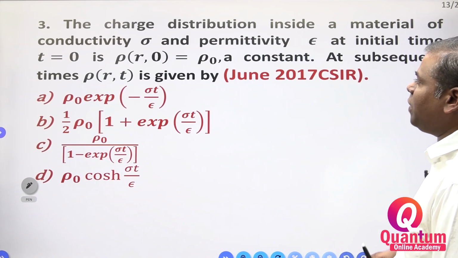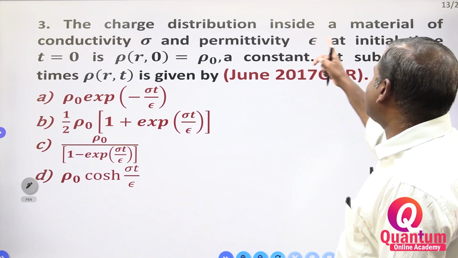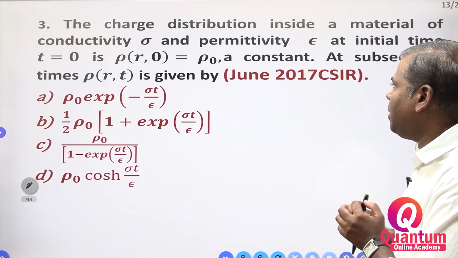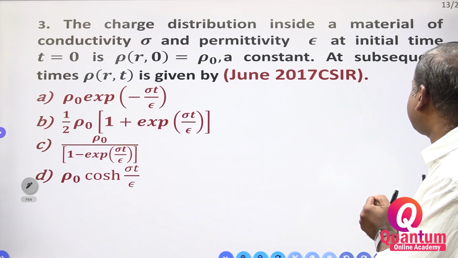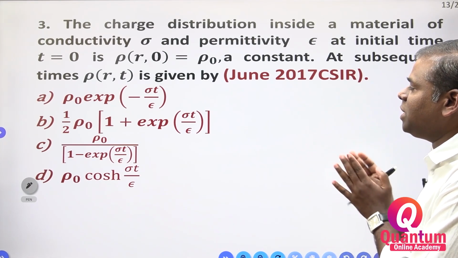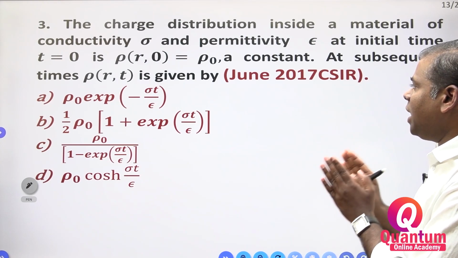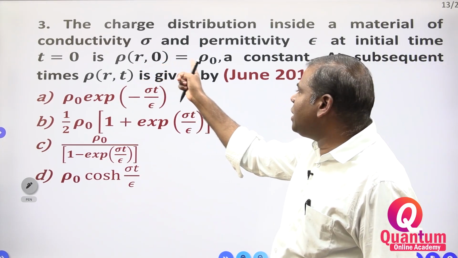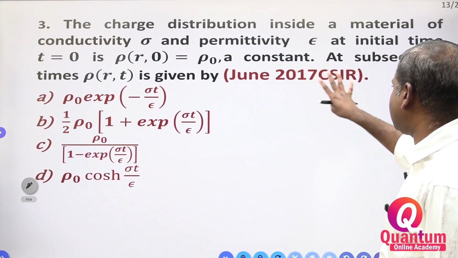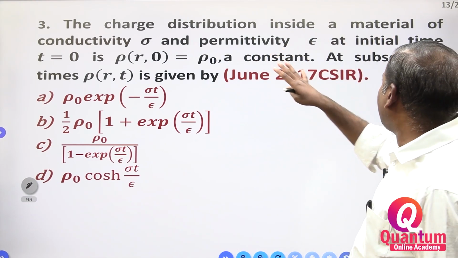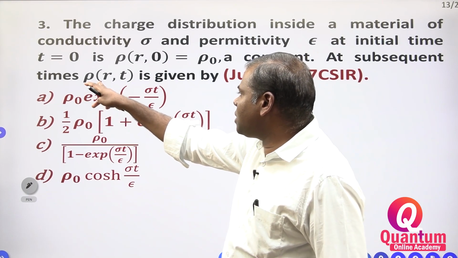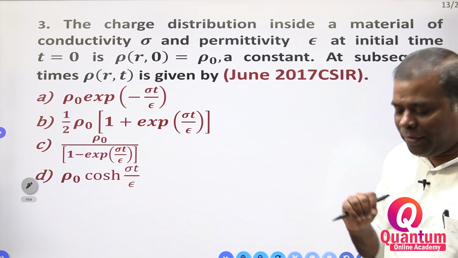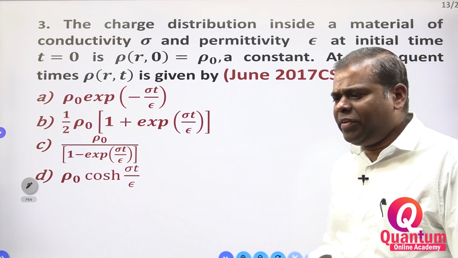So what is the third one? You have to see the charge distribution inside a material of conductivity sigma and permittivity epsilon. At the initial time t is equal to 0, rho of r comma 0 is equal to rho naught, a constant. At subsequent times, rho of r comma t is given by what? It's very important.